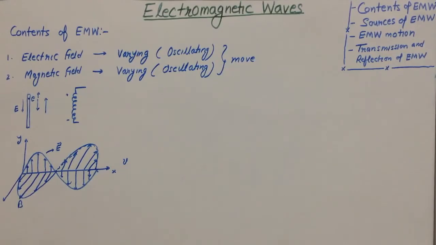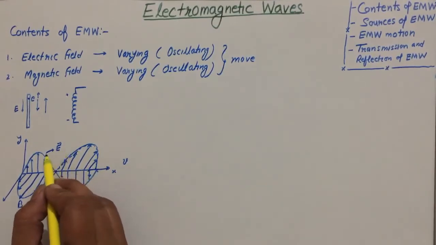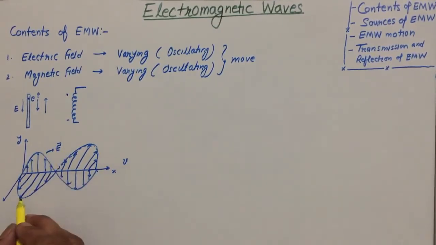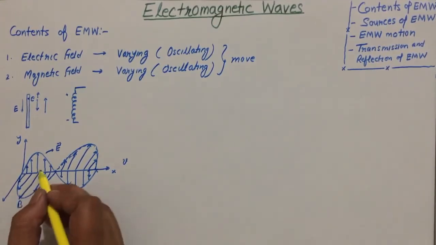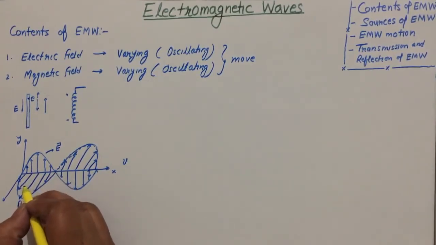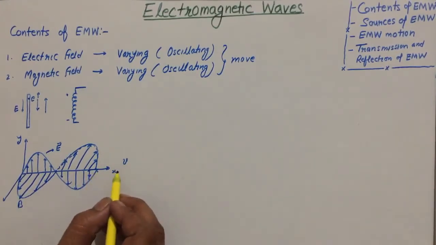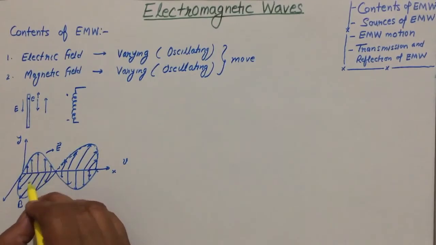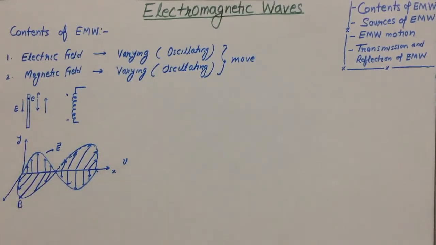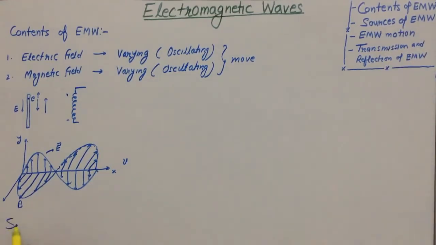In this way we find the contents of an electromagnetic wave are a varying electric field and a varying magnetic field, and these two fields are perpendicular to each other, and they are propagating in the third direction, that is perpendicular to these two directions. Now we will see how electromagnetic waves are created, that is the sources of electromagnetic waves.